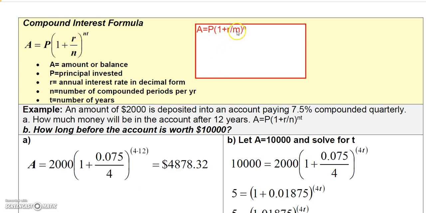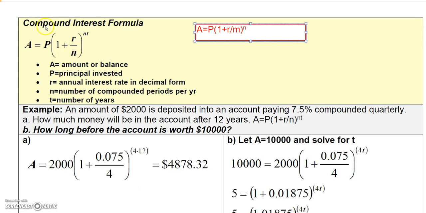But in this formula, m is the number of compounding periods per year, whereas in this formula, n is the number of compounding periods per year. And in this formula, n represents the total number of compounding periods, but here n times t represents the total number of compounding periods. So I'm just giving you a heads up that the formula that I use in Module 2 is not exactly the same formula as this formula here.